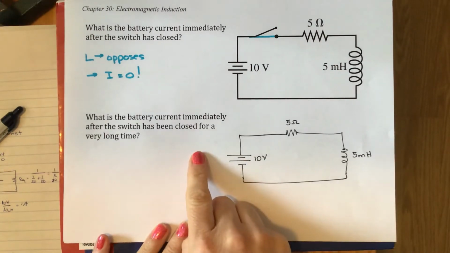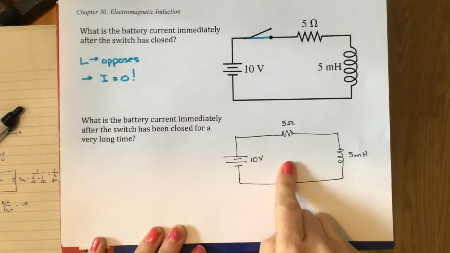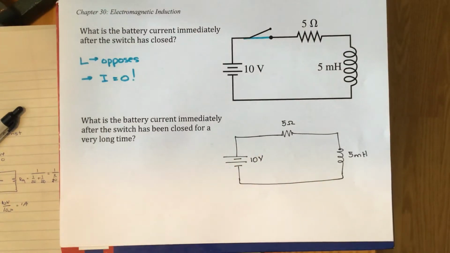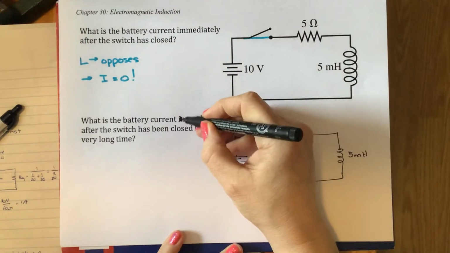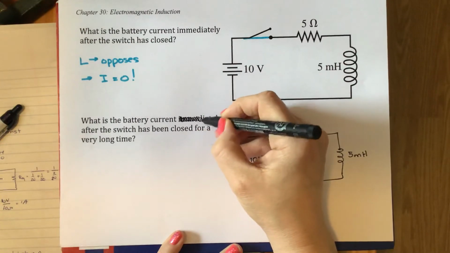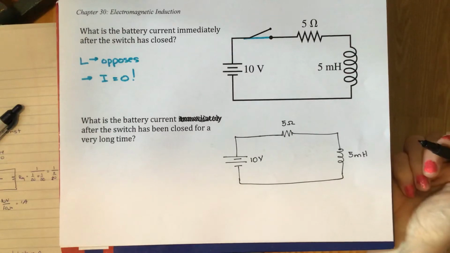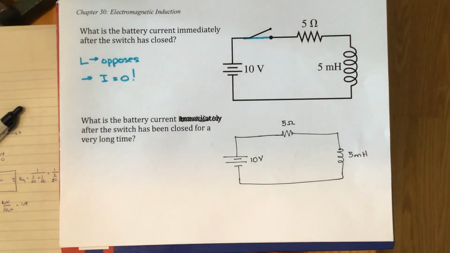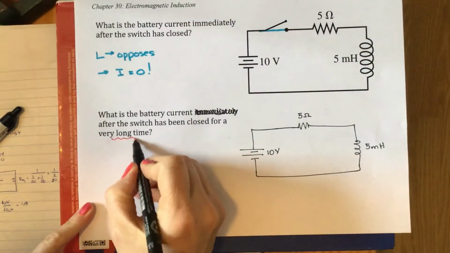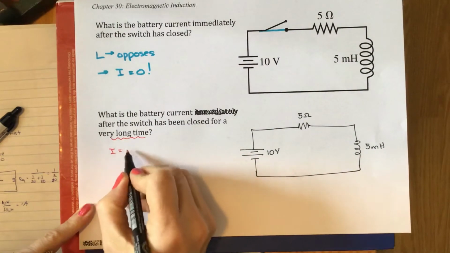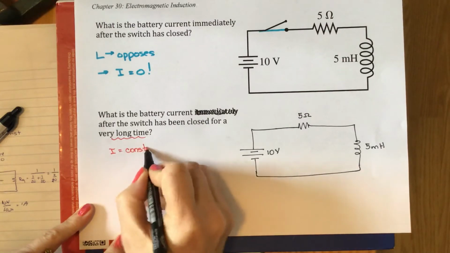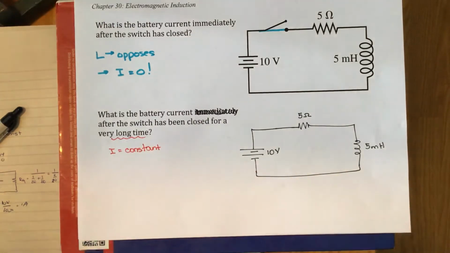Then the next question is, what is the battery current after the switch has been closed for a long time? So our switch is closed for a long time. We ask what happens in that case. Well, let's think about it: after a long time, current equals constant, because we know the change in current goes as an exponential, so eventually it does reach an approximately steady state.